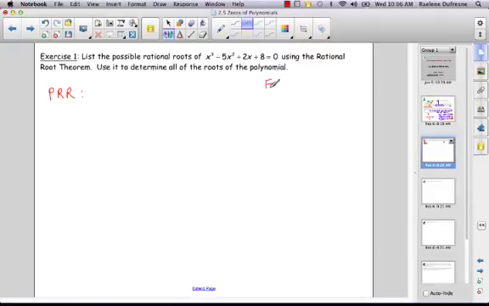So let's just write the factors of 8. They are 1 times 8 and 2 times 4. So we have 1, 2, 4, and 8 for the factors of 8. And the factors of 1 are simply 1. So we're going to make every combination of the constant factor divided by the factors of the leading coefficient. And of course we could have plus or minus all of these possibilities. So we could have plus or minus 1 over 1, plus or minus 2 over 1, plus or minus 4 over 1, and plus or minus 8 over 1.